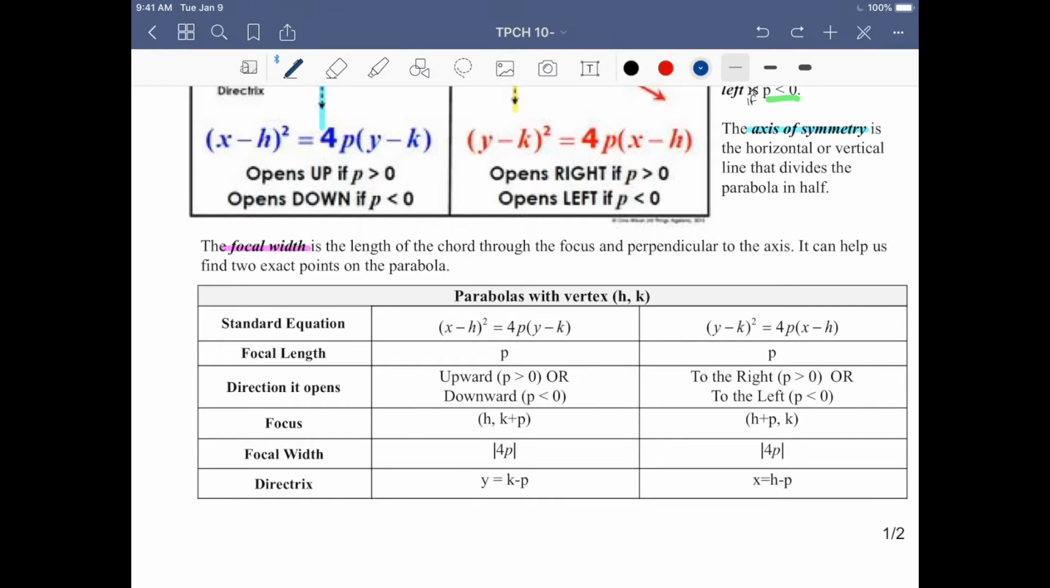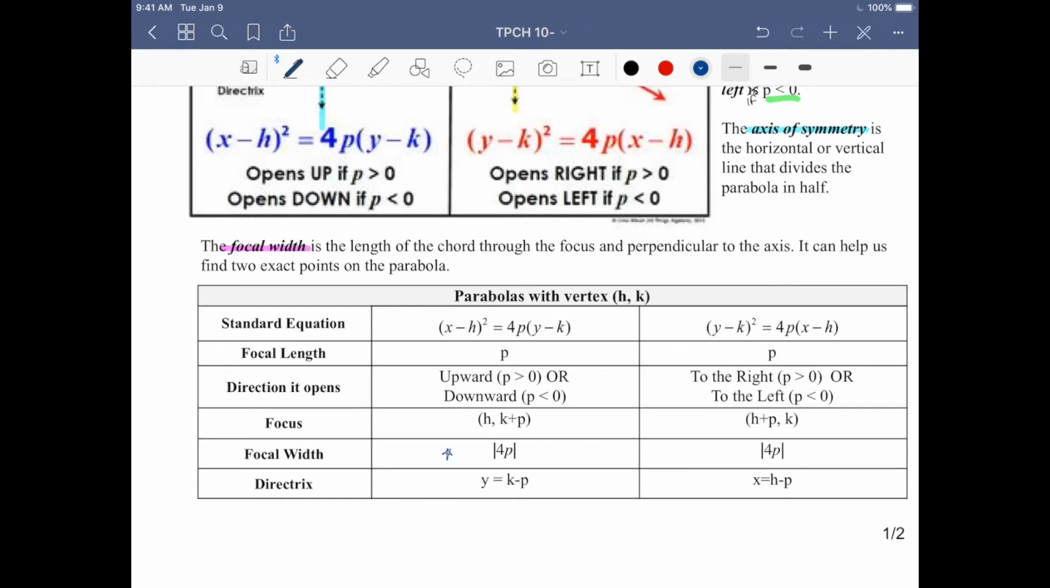The focal width can be found with an equation. The focal width is the absolute value of 4 times P. And the reason why it's absolute value is because we're talking about a distance. However, you need to be mindful as to whether or not P is going to be positive or if P is going to be negative.